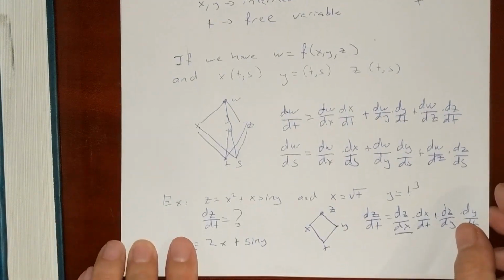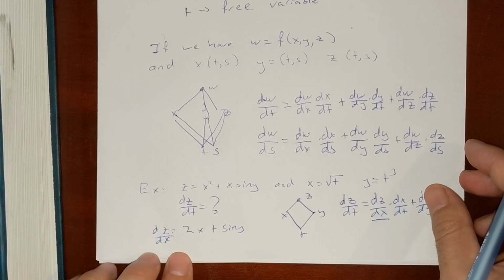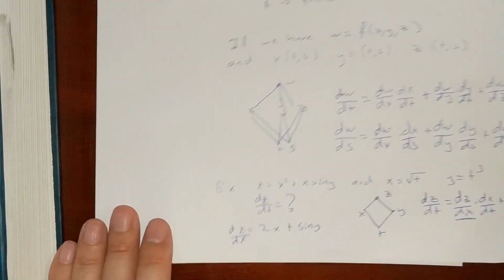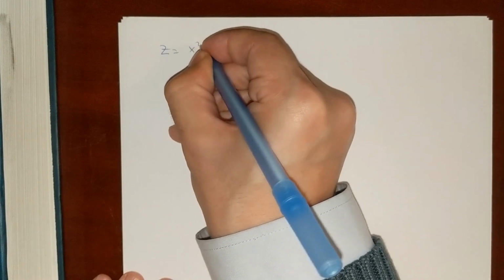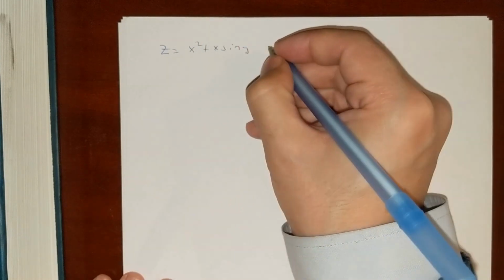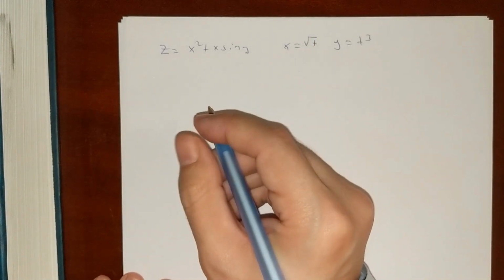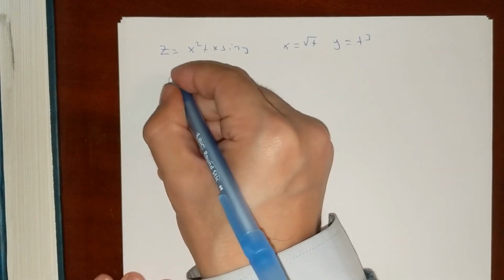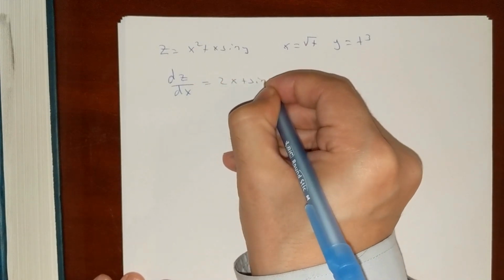I'm actually going to move over to the next page, I think. Let's keep it here. Let's move over. So again, let me just write down the problem here so that we'll have it. Sorry, it didn't fit. We had z is equal to x squared plus x sine y, and x was equal to square root of t, and y was equal to t cubed. Okay, so we had our formula. So we just calculated dz dx. Okay, dz dx was 2x plus sine y.